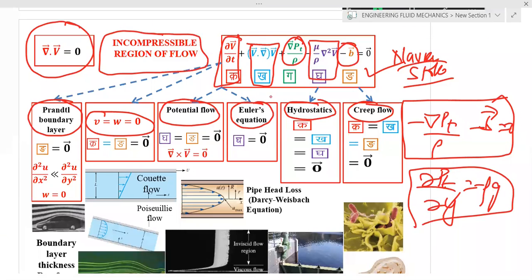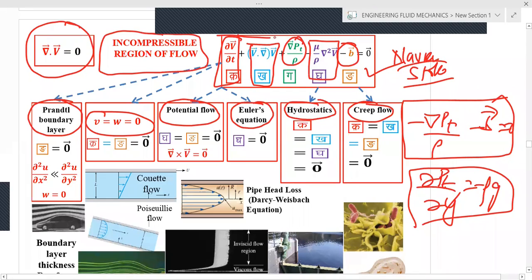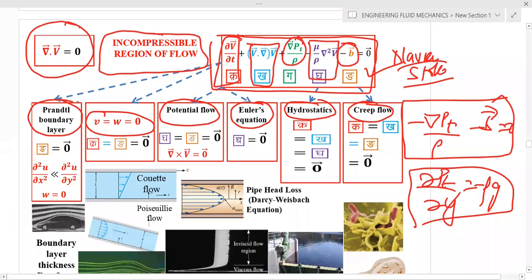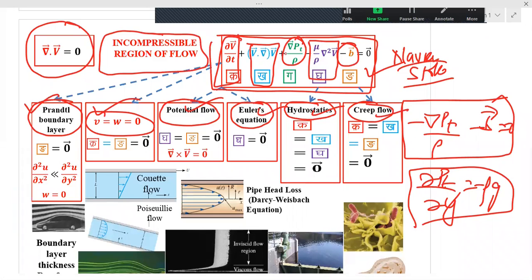So Navier-Stokes equation actually is the parent equation from which you can derive all other equations that you have studied or you will study. And this is called the cornerstone of fluid mechanics because this equation actually is the parent equation for all other simplifications. So if you know this equation, you simply know the entire fluid mechanics.